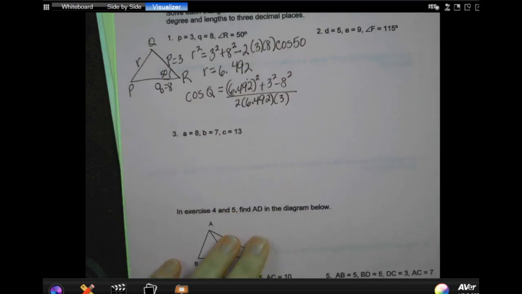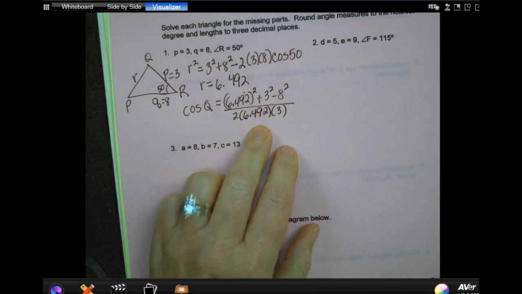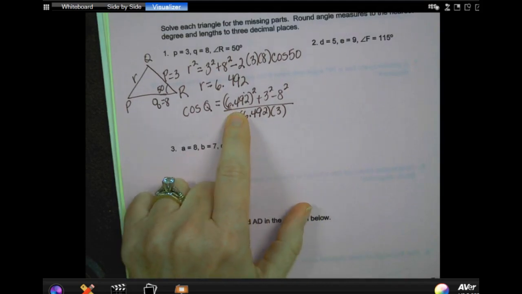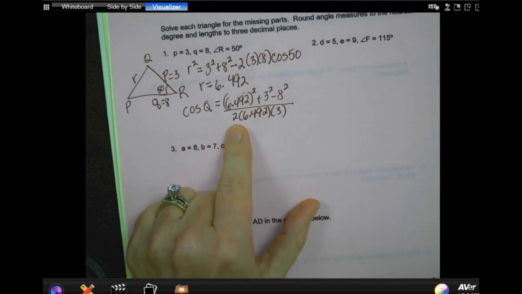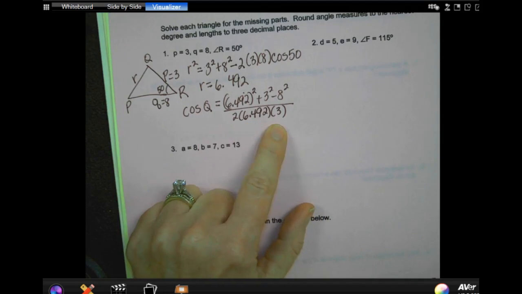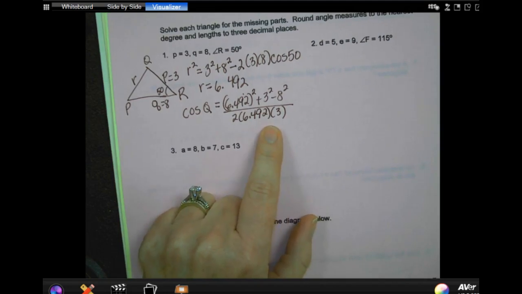This is the one everybody has a hard time with, so let's all type this together. Take 6.492 squared plus 3 squared minus 8 squared and push equal. Then divide by, and put parentheses, 2 times 6.492 times 3, and close the parentheses and then push equal. And I think you get a negative 0.2-something.